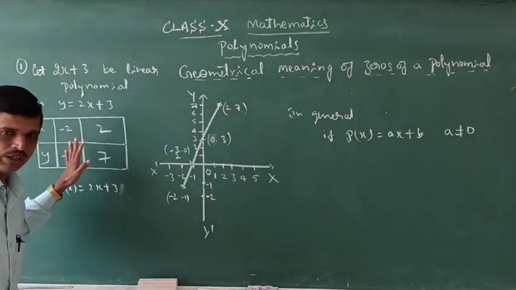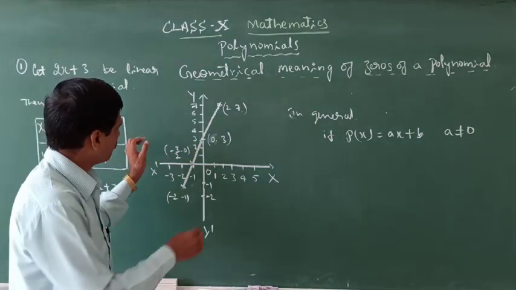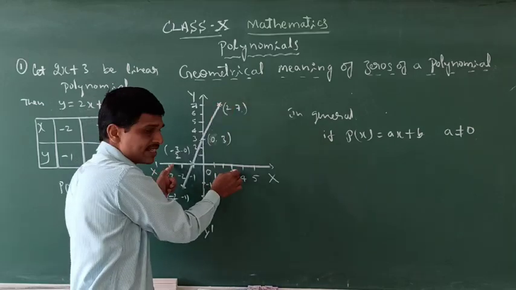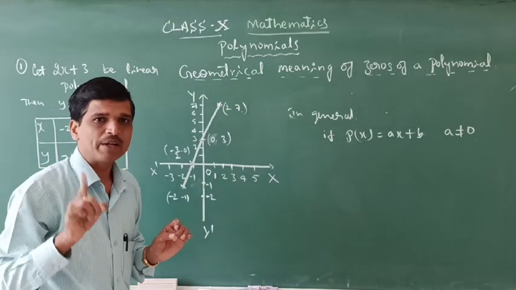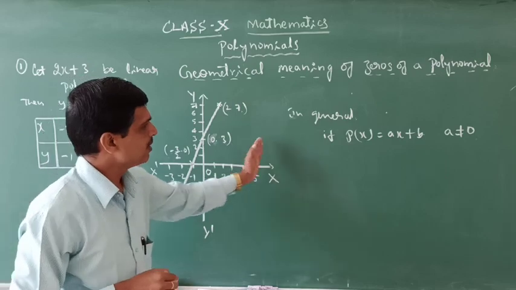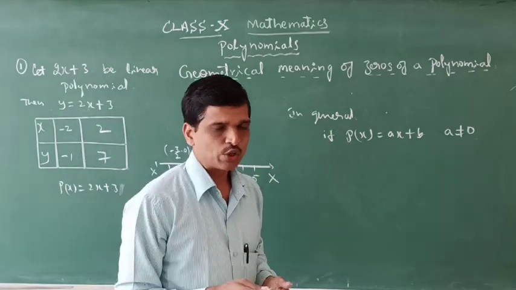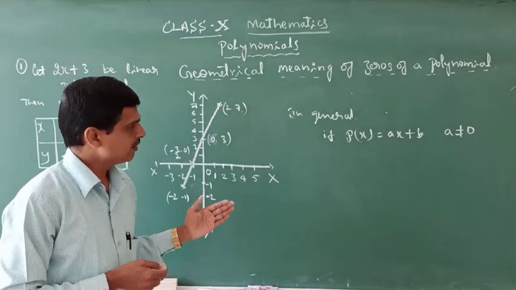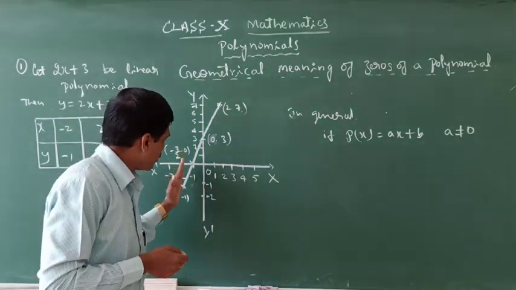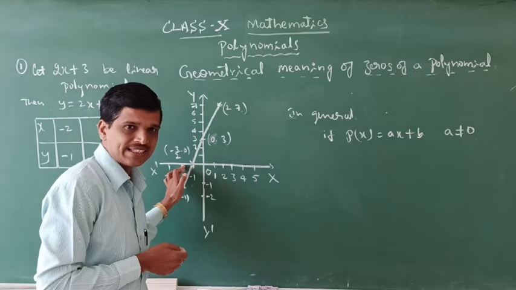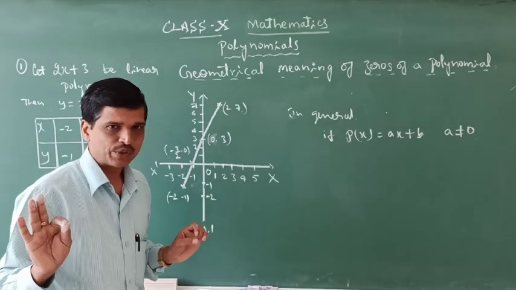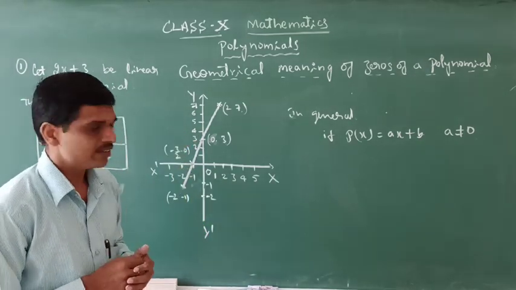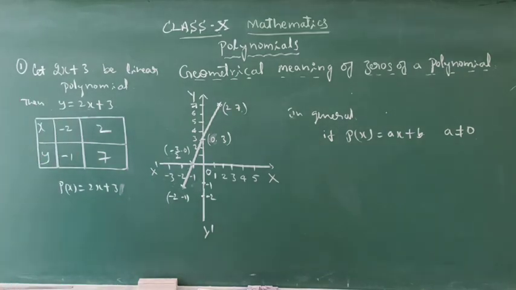Suppose you can take any values also. If the line touches the x-axis, then only the polynomial becomes 0. That is why, in general, for a linear polynomial with a not equal to 0, the value at the x-axis must be equal to 0. Hence it is the zero of the polynomial. This is the graphical representation.